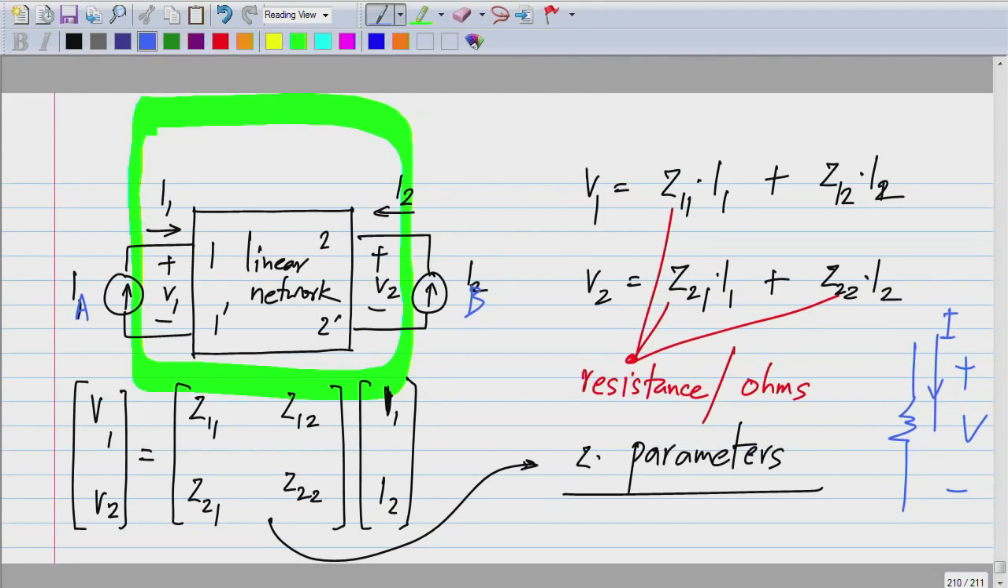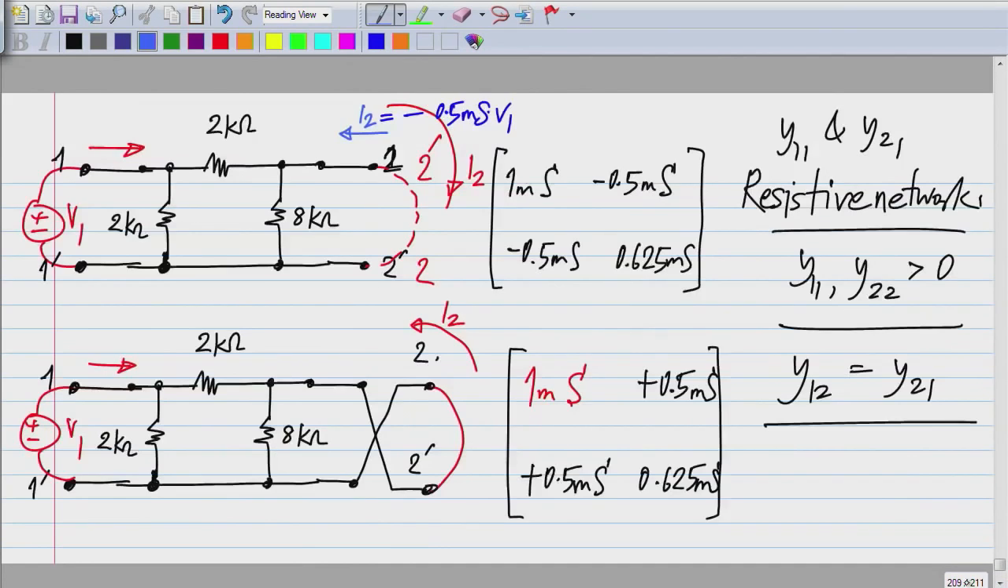In the meanwhile, I will encourage you to calculate the Z parameters of this network. You calculate the Z parameters of this and see how it is related to the Y parameters of the same network.